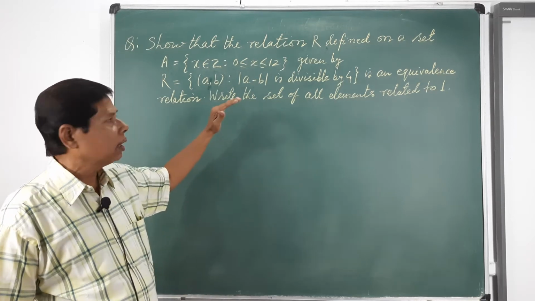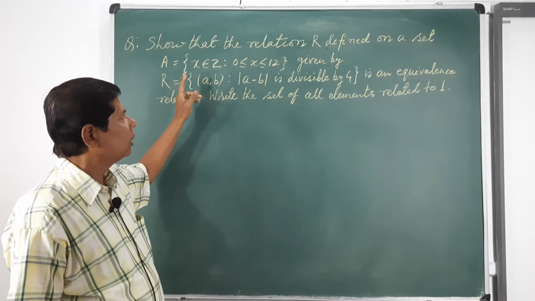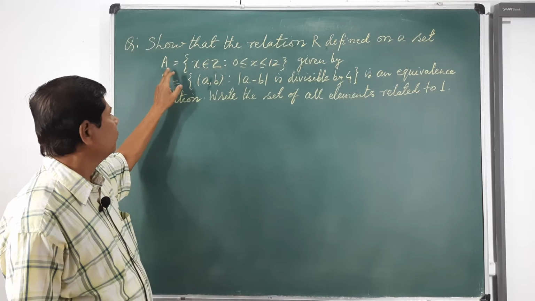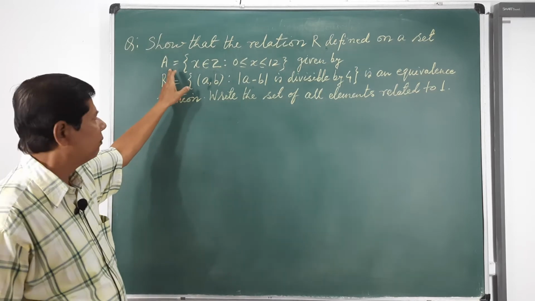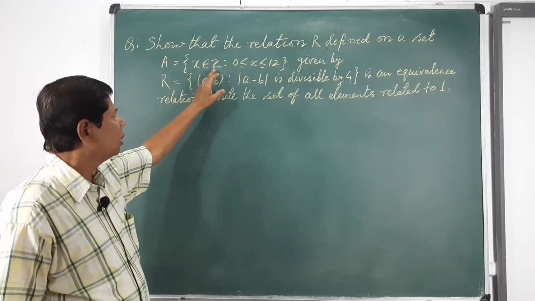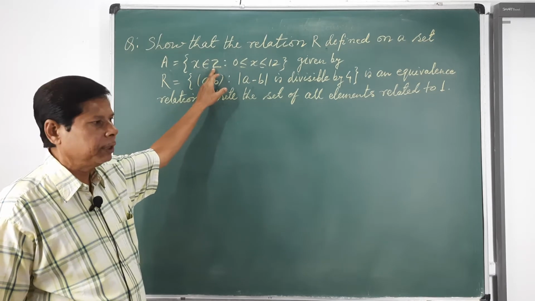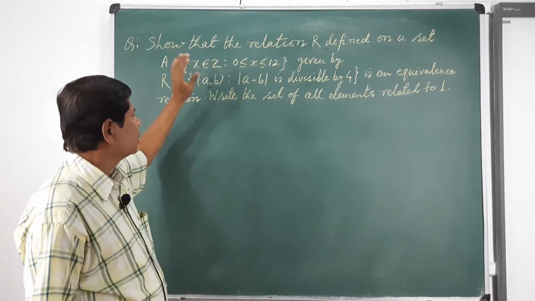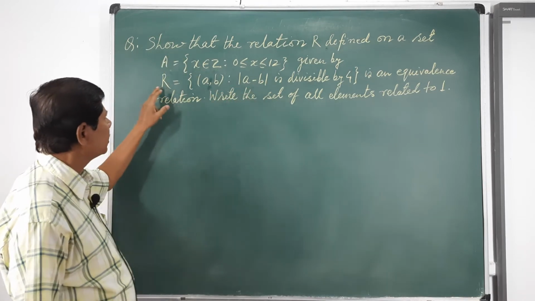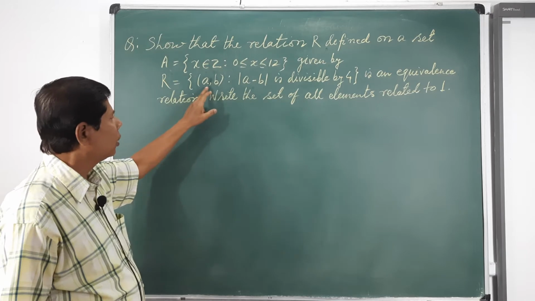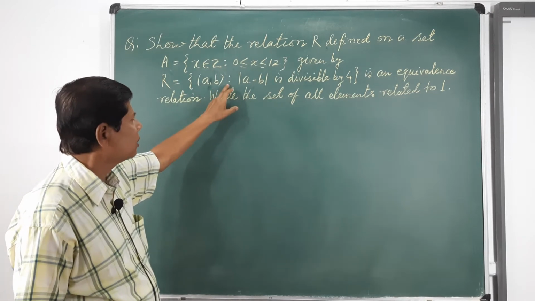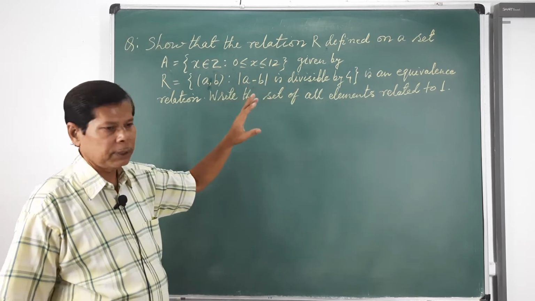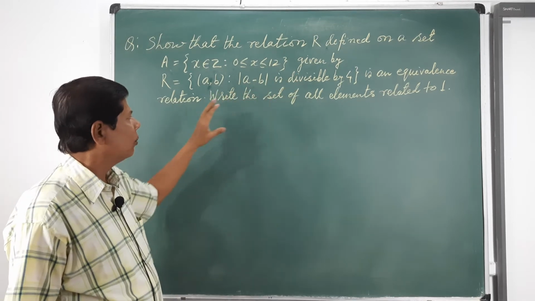Now, today we have taken up one question, and that question states that the relation is defined on a given set A. Here A is your given set which contains all the integral values, the set of integers from 0 to 12. This is your given set, and the relation R is given by the ordered pairs (a, b) such that a minus b is divisible by 4. Modulus of a minus b, remember it, is an equivalence relation.